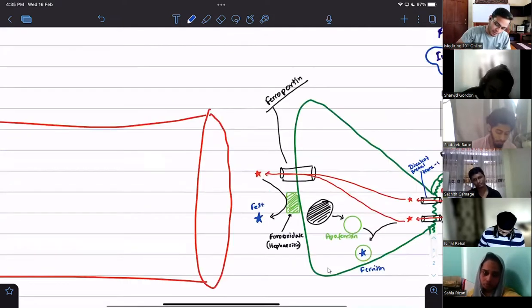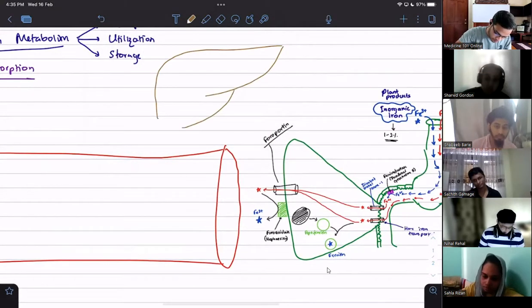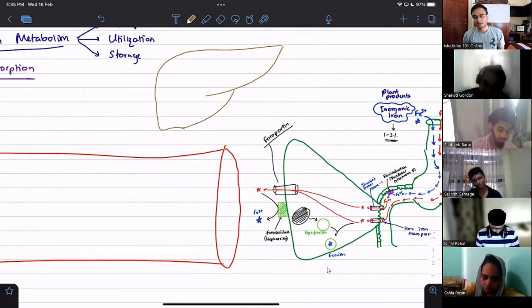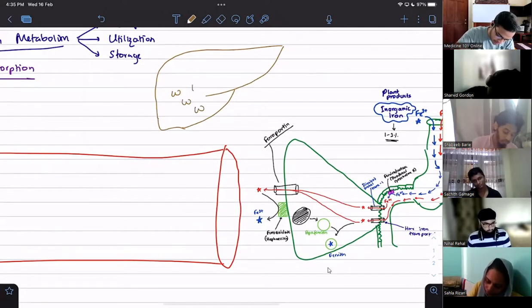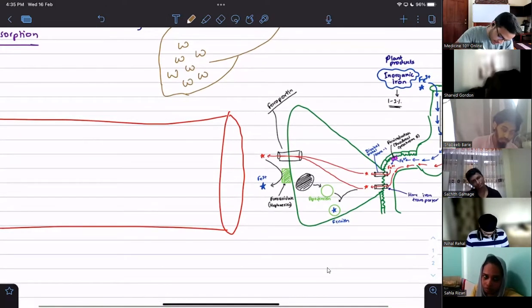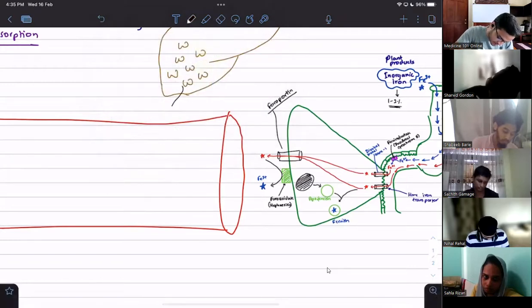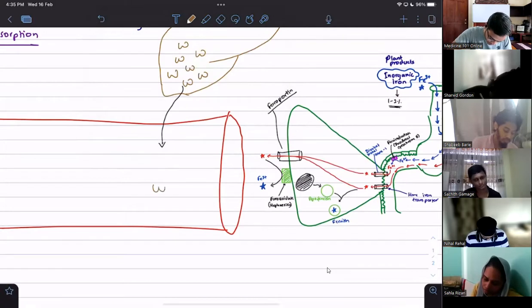Therefore, what happens? Somewhere here, you can draw a small liver. In the liver, we have another transport protein being produced. This protein looks something like this, you can draw it like a letter W. This special transport protein is like a car. It is constantly being produced by the liver, and it looks like this.